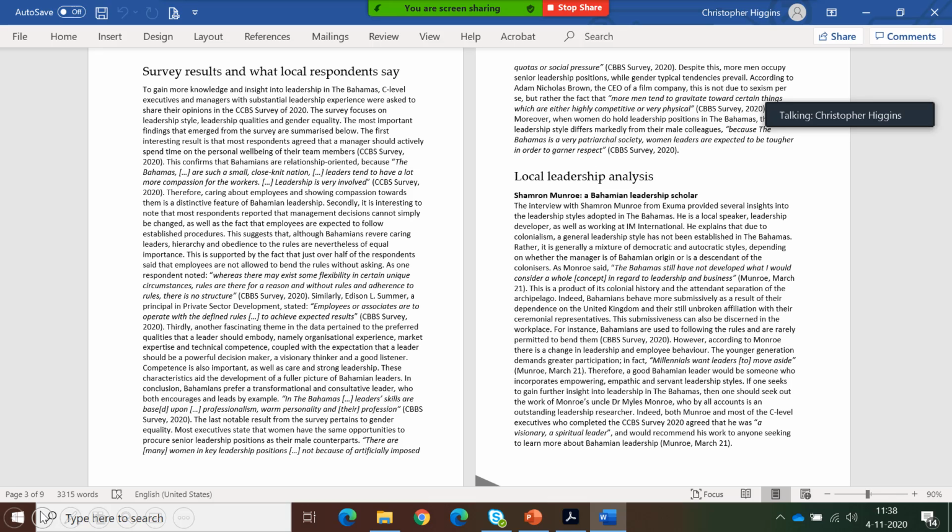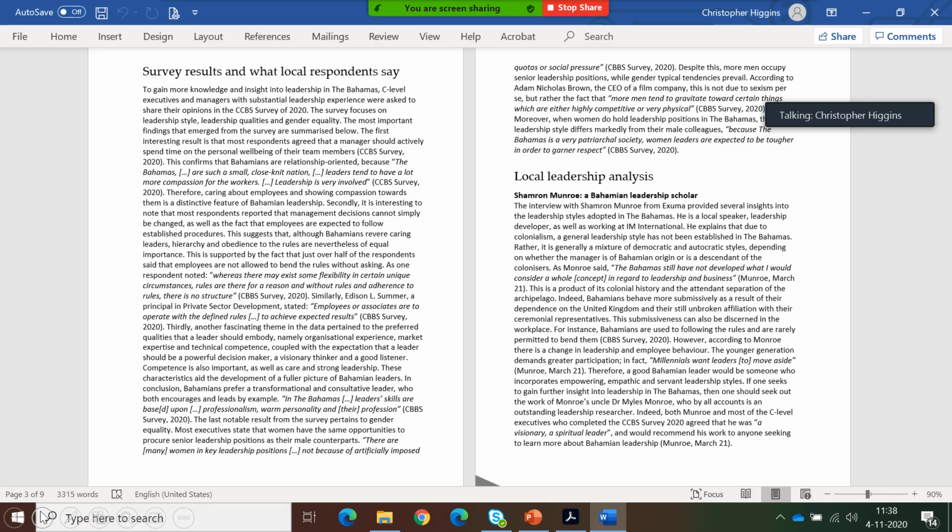And if you look on the left-hand side, this is the survey results and what local respondents say section. So they introduce it by talking about the fact that the survey will introduce more knowledge and insight into leadership in the Bahamas. They talk about who the target group are, C-level executives and managers. And they then go on to talk about what the specific focus is of the survey: leadership style, leadership qualities, and gender equality. Now, they then say the most important findings that emerge from the survey are summarised below. So that's good. They're kind of setting up the discussion, what's to come.